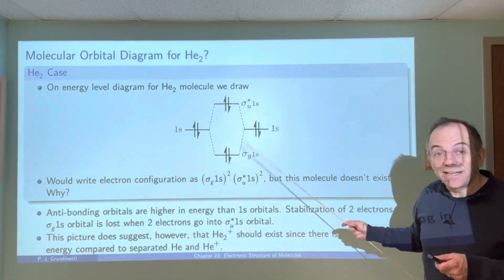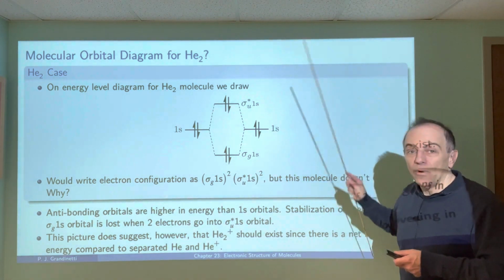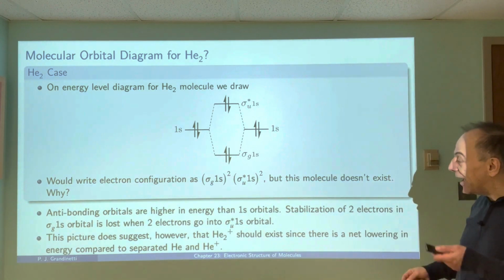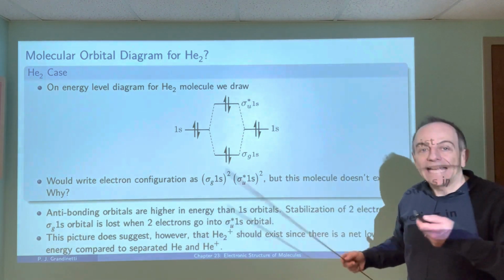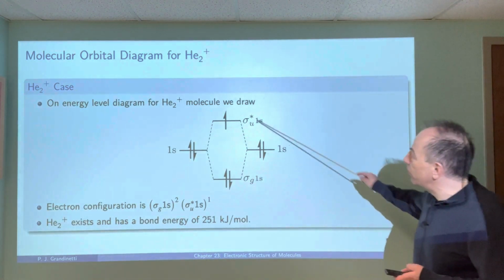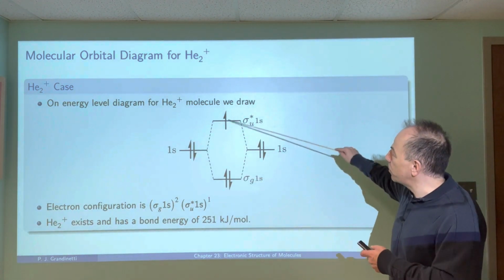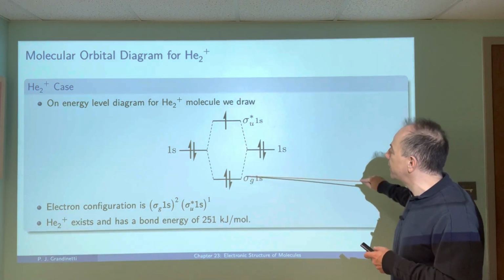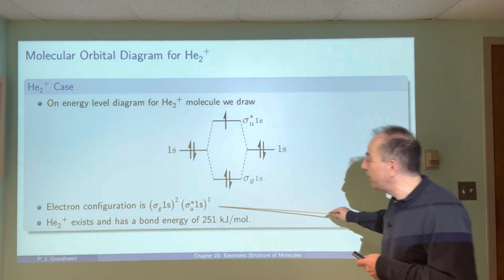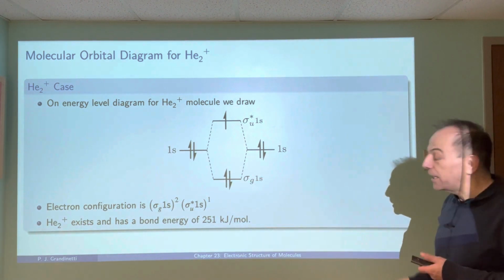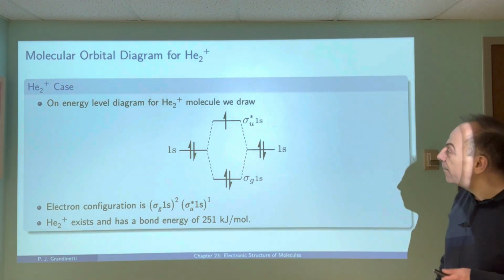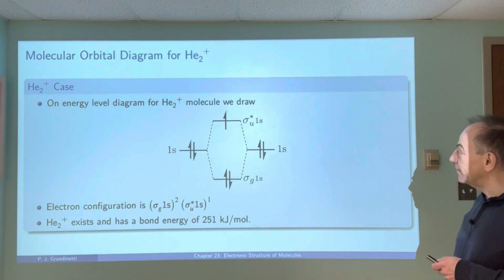But it does suggest to us that if we could remove one of those electrons in the antibonding orbital, we would get a net stabilization. And in fact, the helium-2 cation does exist. If we draw that, the first two electrons go to the bonding orbital and one in the antibonding. We would have this electron configuration, and that has a bond energy of about 251 kilojoules per mole, which is consistent with what we saw with the hydrogen and hydrogen cation.